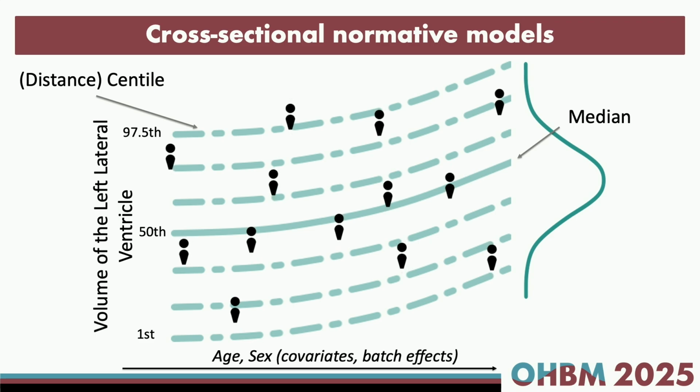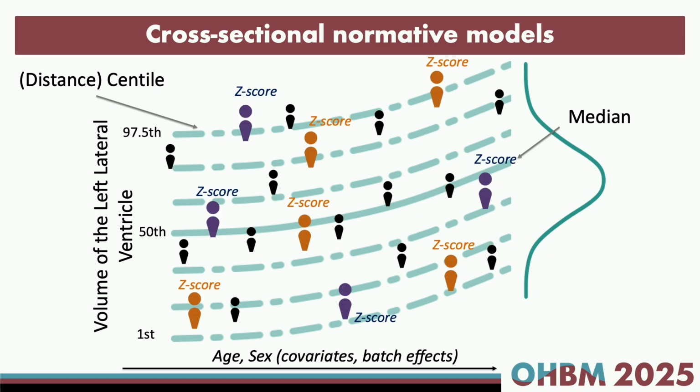And if we train a normative model on healthy controls, we can take a different population, for example, a clinical population with features that we're interested in, and we can see where these individuals fall within the centiles derived from healthy controls. And that's very useful because we get a Z-score of deviation per individual, and we can use that in downstream analysis.